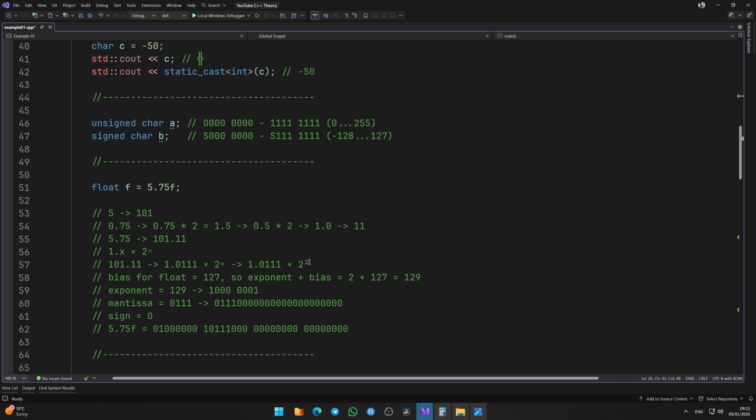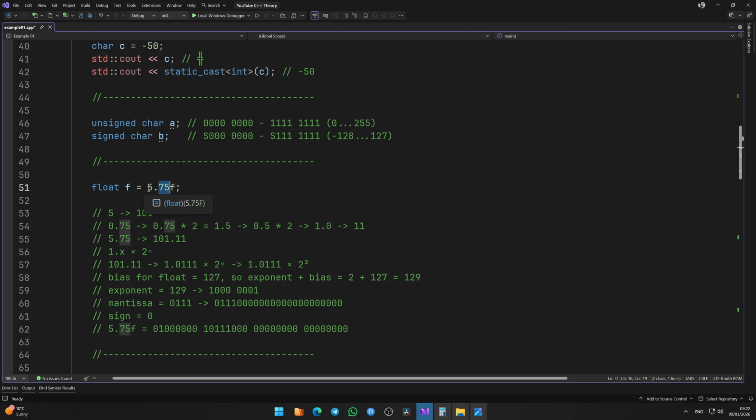Say we have a float variable with the value 5.75f. We know a float takes up 4 bytes. Let's try to convert it into binary form. The number has an integer part and a fractional part, so we convert them separately and then combine them.